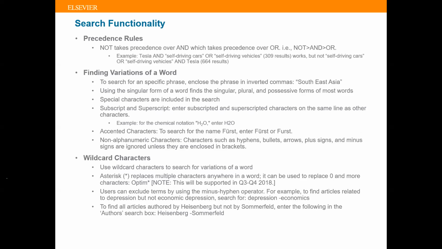When you look at, say, Tesla and self-driving cars or self-driving vehicles, this gives you about 309 results. But you can't do self-driving cars or self-driving vehicles and then Tesla. In this case, the parentheses and the precedence order completely do not work.